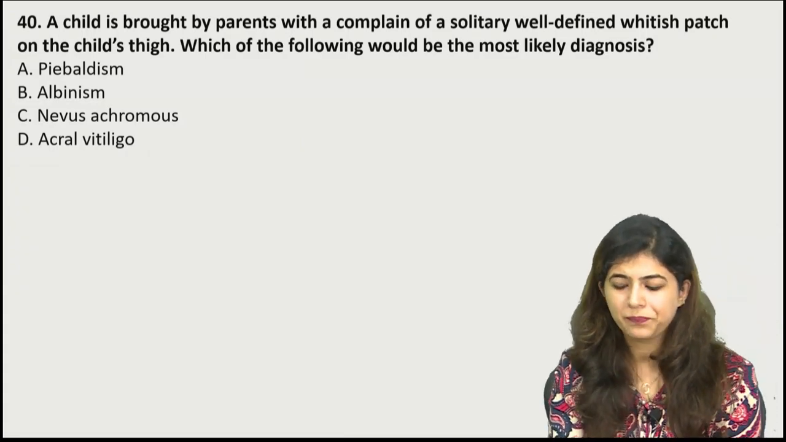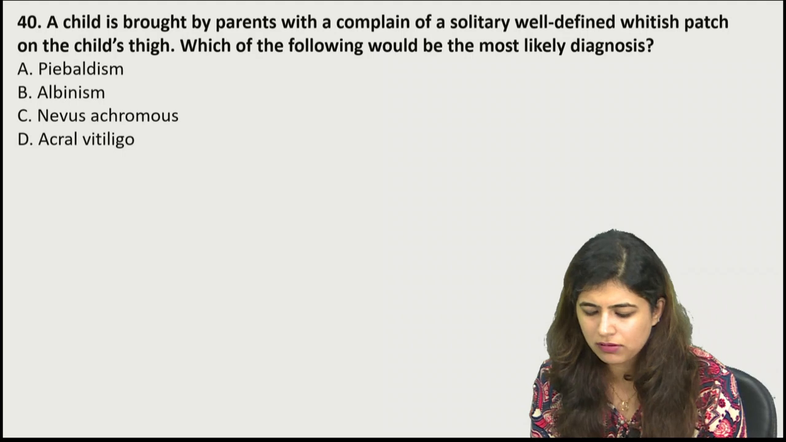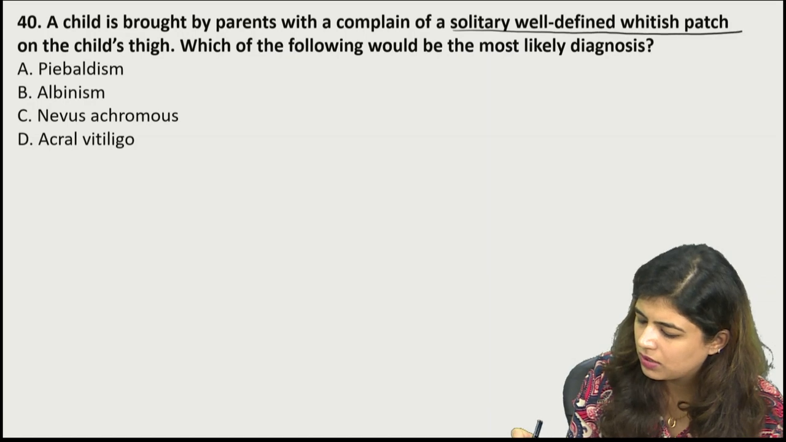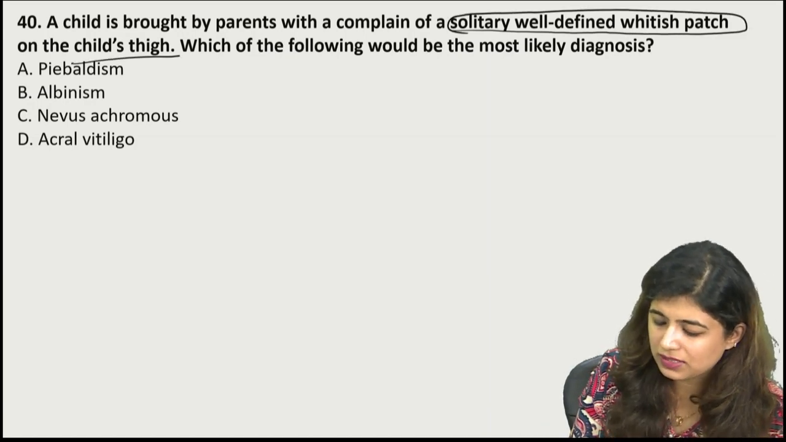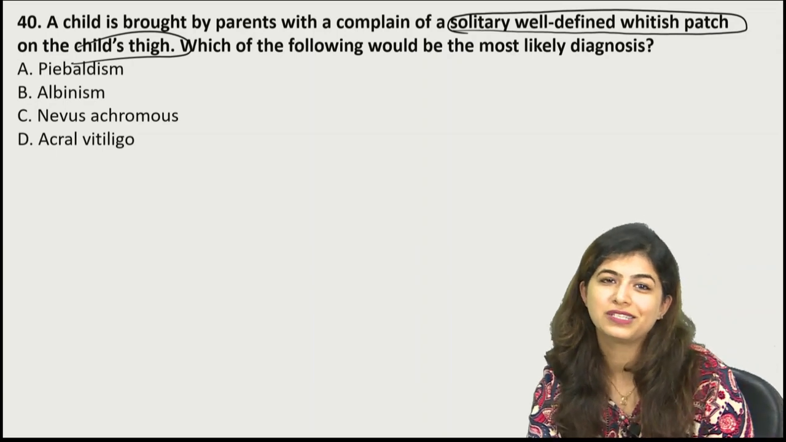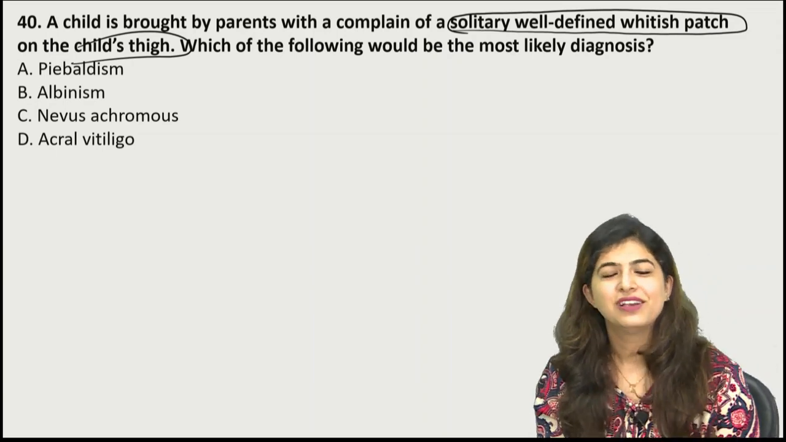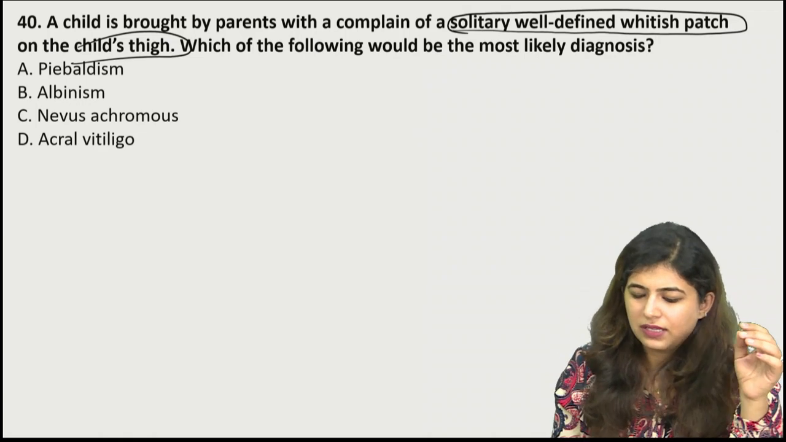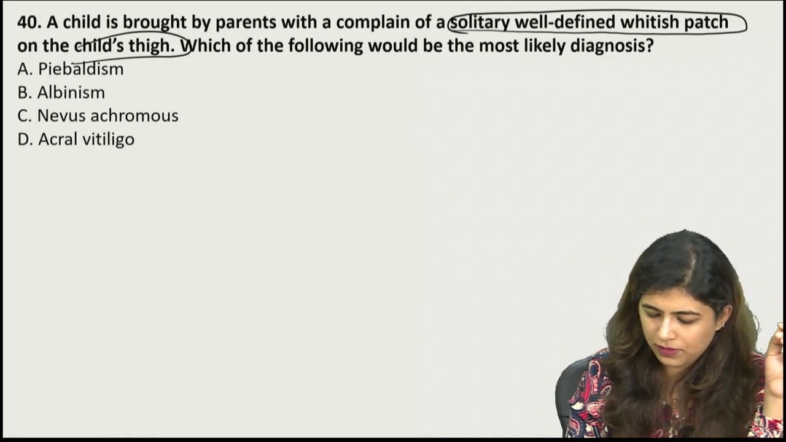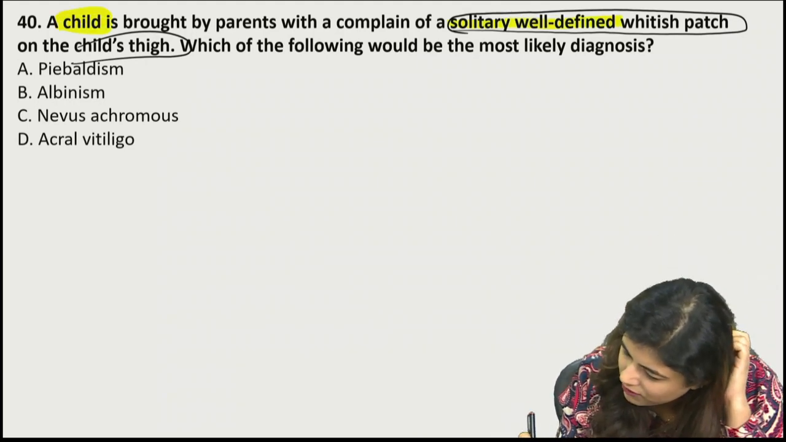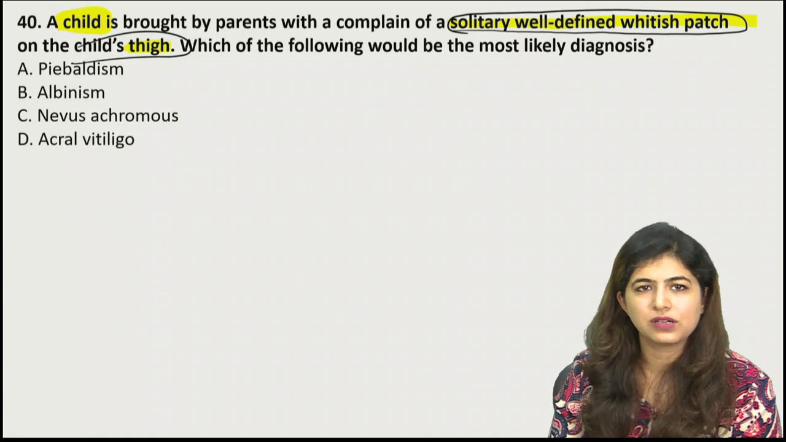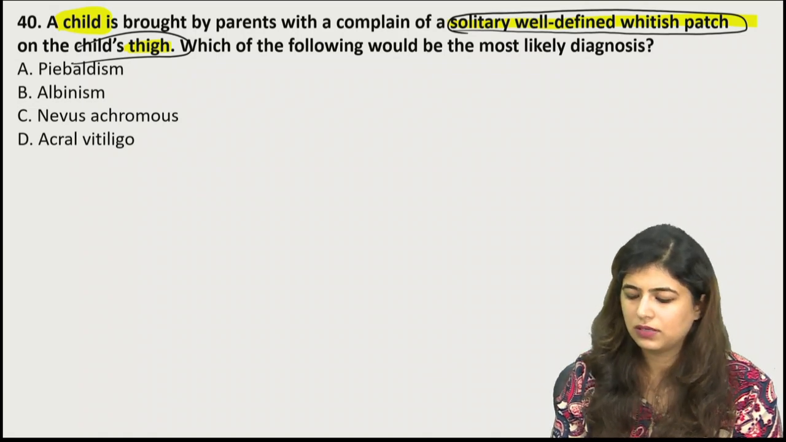Moving on to question number 40. A child is brought by parents with a complaint of a solitary, well-defined whitish patch on the child's thigh. So after a very long time, we get a question where the text is giving us the answer. Otherwise, last many questions have been image-based. So let us see what the text is telling us. It's telling us that the patient is a child who has a solitary, well-defined whitish patch on the thigh. Which of these is a probable diagnosis?